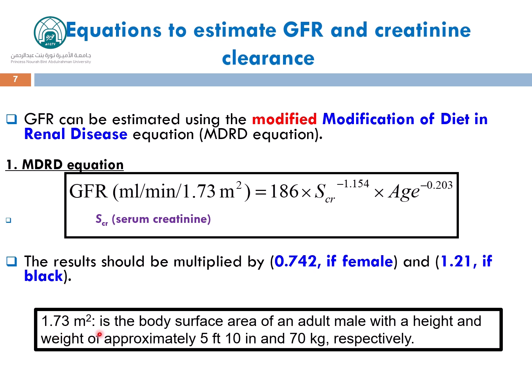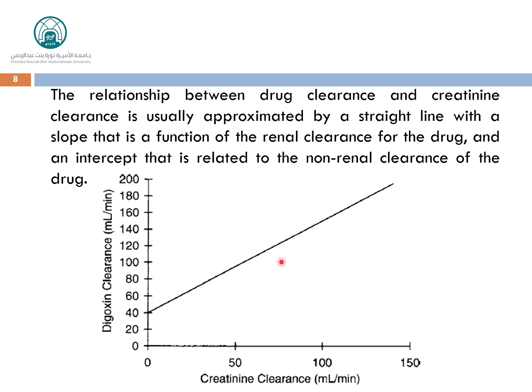As I have told you previously, the 1.73 meters squared is the body surface area for an adult male whose height is approximately 5 feet 10 inches and whose weight is around 70 kilograms. Try to calculate the slope. The slope is y2 minus y1 over x2 minus x1.